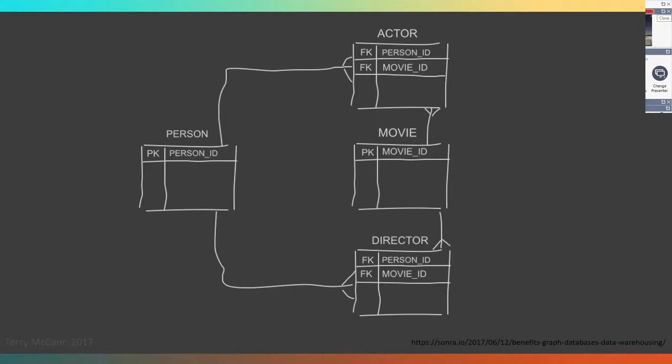It's tried and tested, and it works. However, it works for storage. When we actually want to try and analyze the data that we have in here, it's slightly harder. And when we want to extend this model, it's also hard.